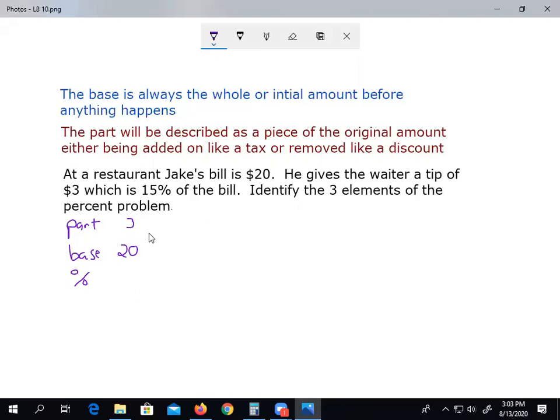The percent is clearly the rate that you're supposed to tip your waitress or waiter. So that's going to be a 15%. So 15% would be your rate, your percent. So if you can identify the 3 parts of a percent problem, it's going to take you to the level of actually solving percent problems.